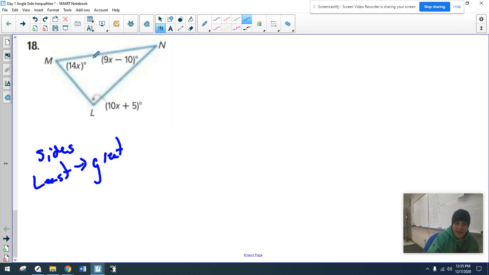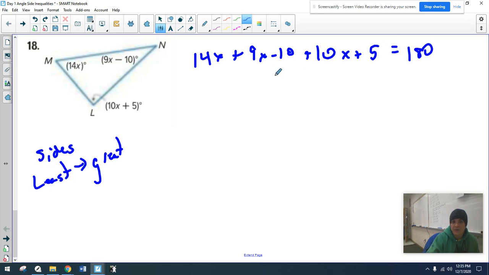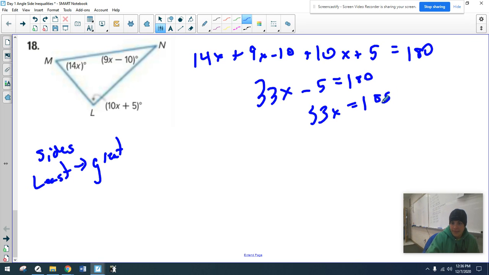So to figure out the angle measures, you're going to have to figure out X. So to do that, like I was just saying, 3 angles inside of a triangle add up to 180. So I've got the 14x, 9x minus 10, and the 10x plus 5. 3 angles inside of a triangle add up to 180. So that's going to give me 33x, negative 10 and 5 gives you negative 5. So add the 5 and divide by 33. I'm going to cheat on that one.